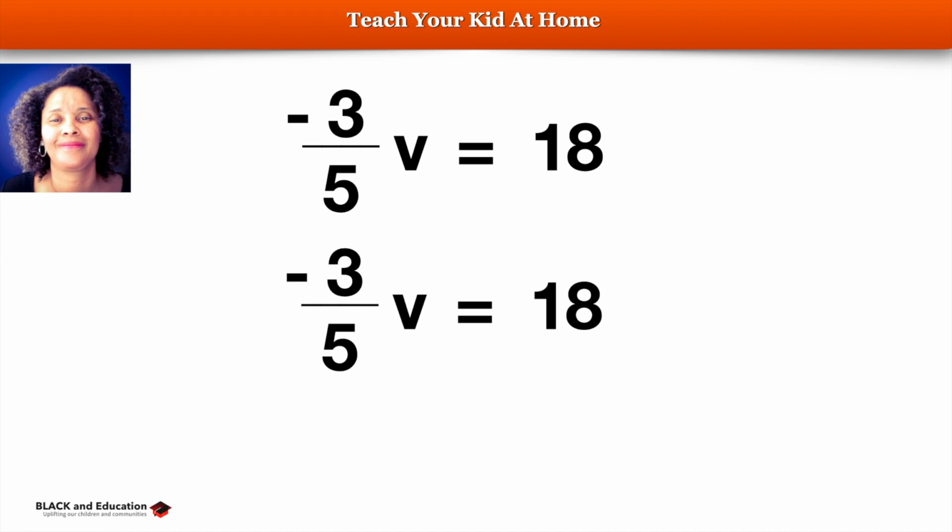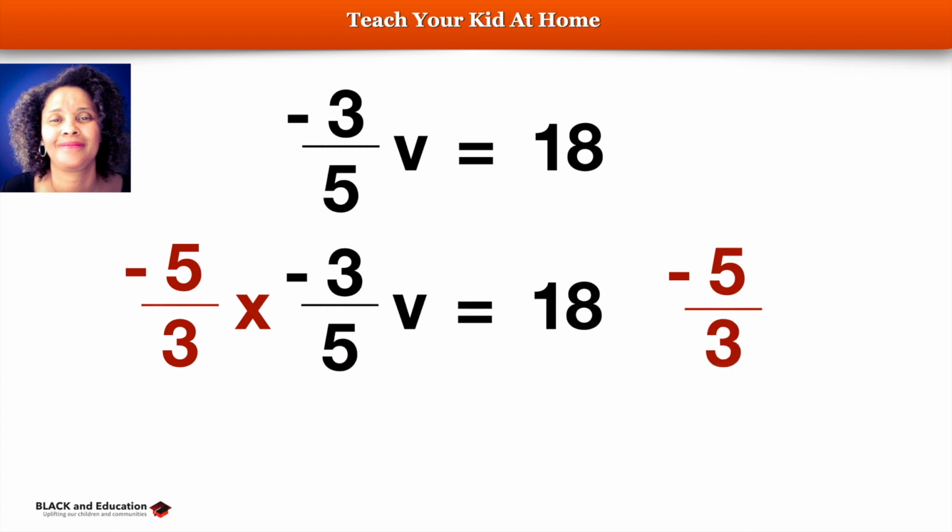And when you divide by a fraction, you have to invert it. So essentially it's going to turn into a multiplication problem. So I'll invert this and have negative 5 over 3 times negative 3/5, which is going to negate those two numbers there. And on the right-hand side, I have to do the exact same thing. I have negative 5 over 3 times 18.